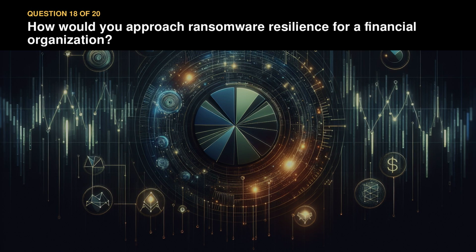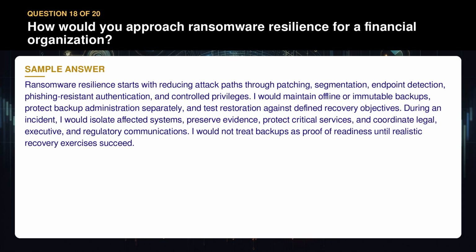Question 18. How would you approach ransomware resilience for a financial organization? Ransomware resilience starts with reducing attack paths through patching, segmentation, endpoint detection, phishing-resistant authentication, and controlled privileges. I would maintain offline or immutable backups, protect backup administration separately, and test restoration against defined recovery objectives. During an incident, I would isolate affected systems, preserve evidence, protect critical services, and coordinate legal, executive, and regulatory communications. I would not treat backups as proof of readiness until realistic recovery exercises succeed.